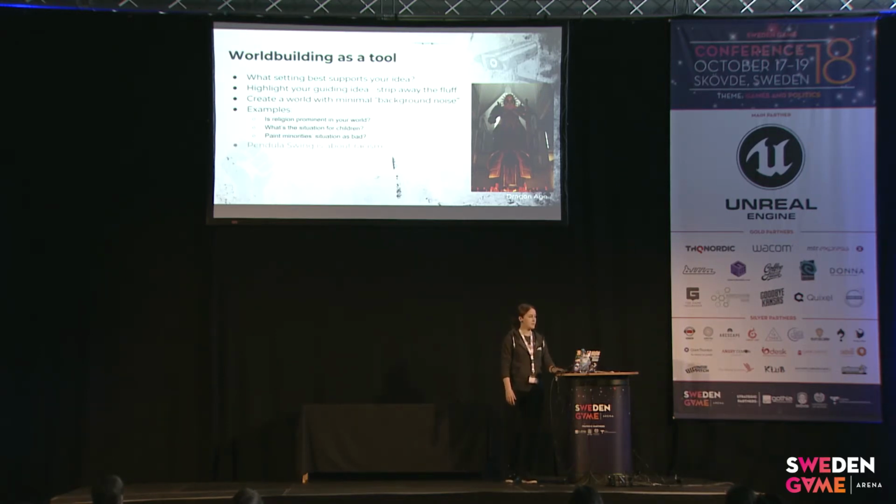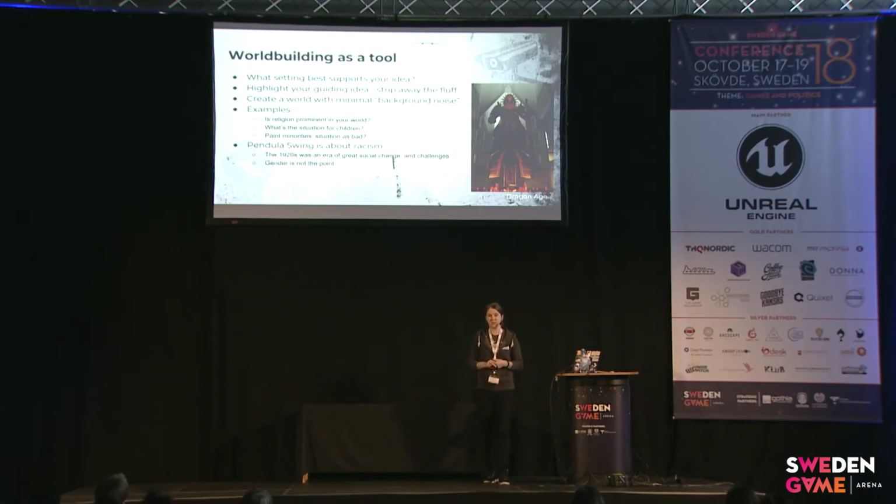In our case, in Pendulum Swing, this is a game about racism, prejudice, and so on. The 1920s was an era of great social change and also a lot of challenges. That's why we chose our setting. Gender is not the point. We talk about racism, not sexism, in this game. So we decided it's relatively equal. There's not a lot of sexism because that's not the point. We don't want to distract from what we're trying to say by adding other issues into the game. We didn't want to divert attention, basically.